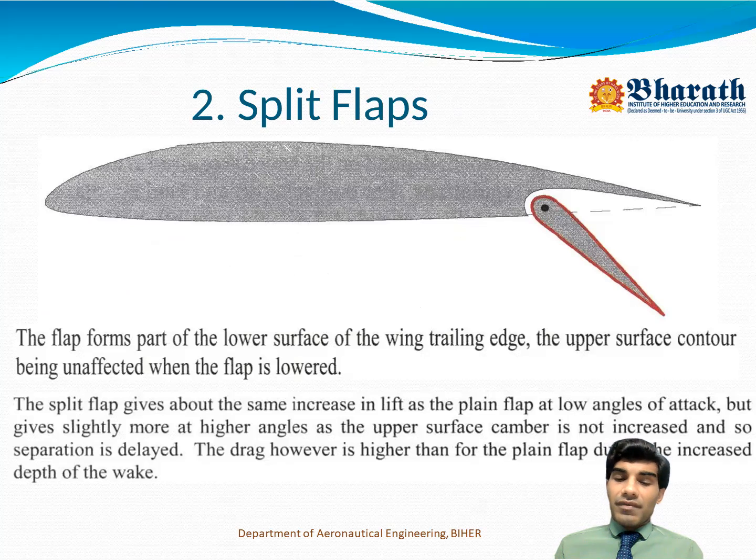So the split flap gives about the same increase in lift as the plain flap at low angle of attack, but gives slightly more at higher angles, as the upper surface camber is not increased and so separation is delayed. The drag, however, is higher than for the plain flap, but it increases the depth of the wake. So as you can see, this flap also gives the same kind of lift which can be given by the plain flaps, but it has a drag also.